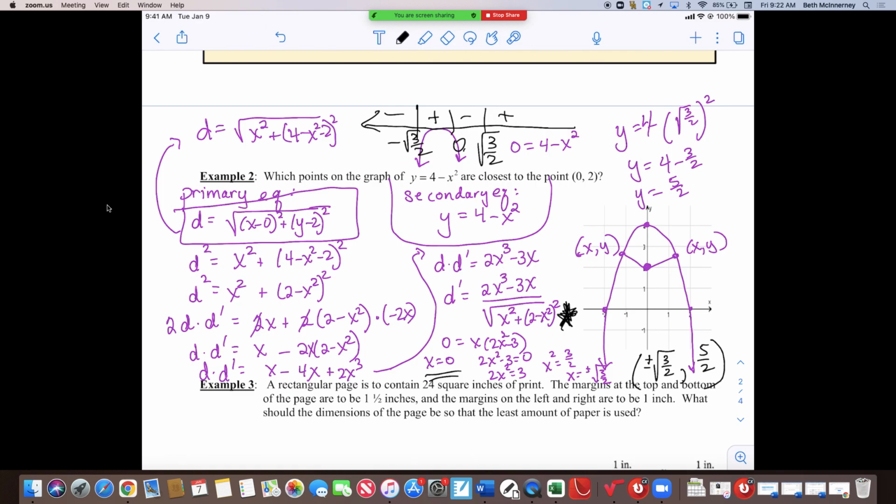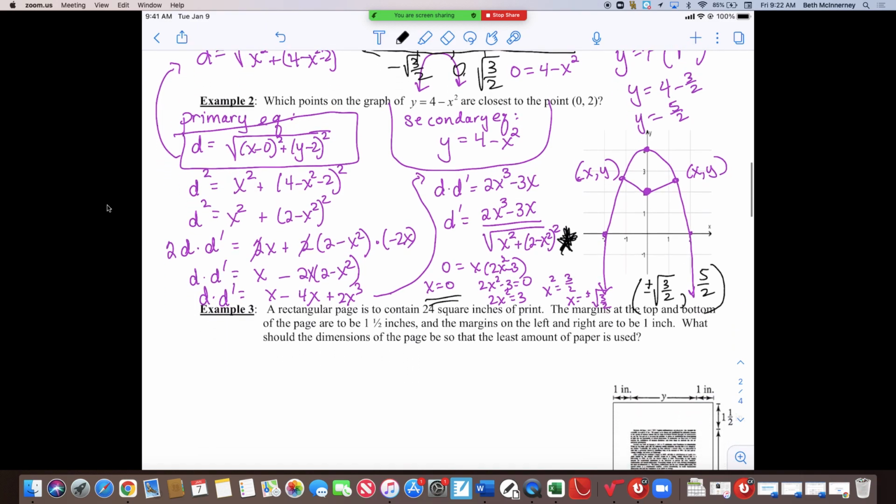All right, let's go ahead and get started on example 3. A rectangular page is to contain 24 square inches of print. The margins at the top and bottom of the page are to be 1.5 inches, and the margins on the left and right are to be 1 inch. What should the dimensions of the page be so that the least amount of paper is used?